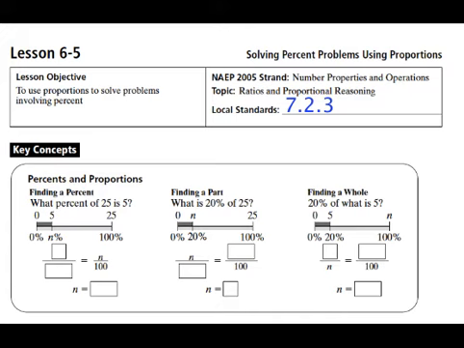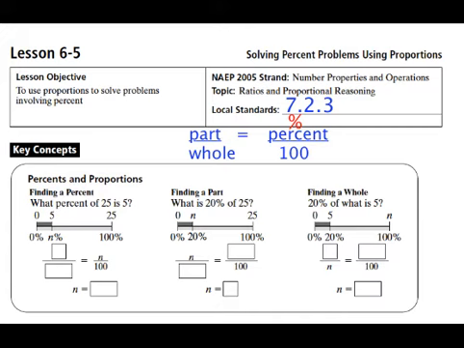So our proportion is going to look like this. We're going to put part over whole equals percent over 100. And I'm going to tell you where all of these pieces come from. The percent is very, very simple. If you see any number with the percent sign after it, that would be your percent in the problem.